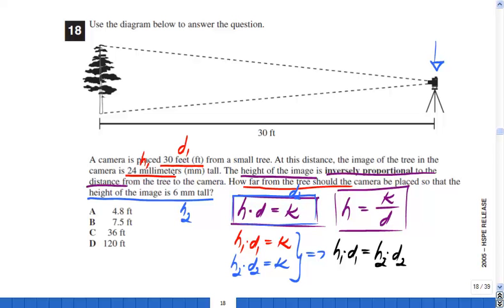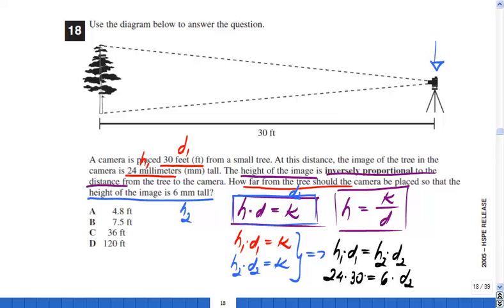What do we have to perform next? Well, plug in what you know. I know d1, I know h1. Because they're given to us in millimeters and feet, I'm not going to change them. I can leave my millimeters in millimeters and my feet in feet. It really doesn't matter. And I have height 1, 24, multiplied by the first distance, 30, should equal the second height, which is 6, multiplied by the second distance.